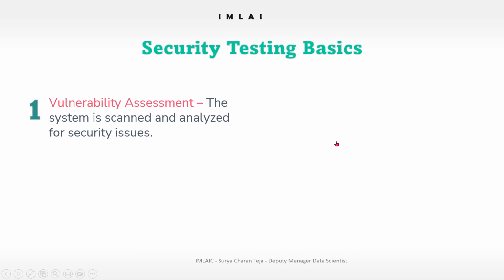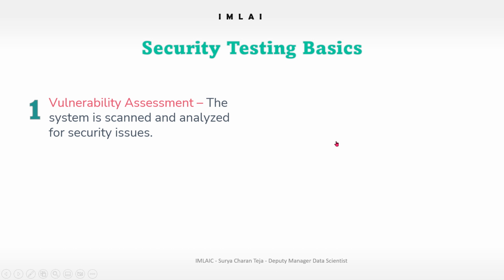Security testing is often broken out somewhat arbitrarily, according to either the type of vulnerability being tested or the type of testing being done. A common breakout goes like this: a vulnerability assessment, penetration testing, runtime testing, and code review. Let's begin with the vulnerability assessment. Here the system is scanned and analyzed for security issues.